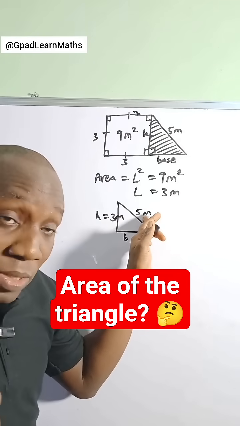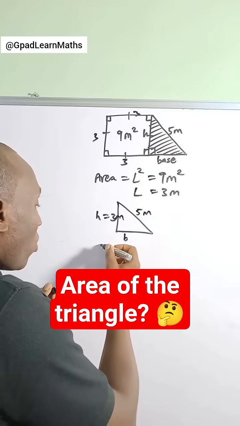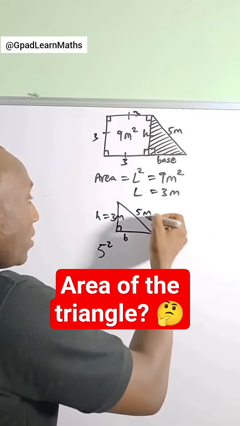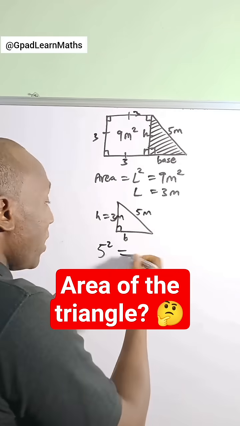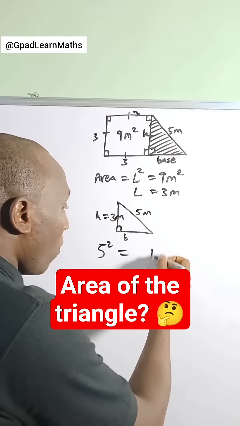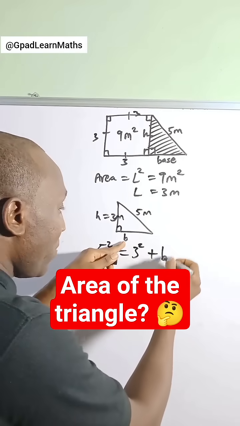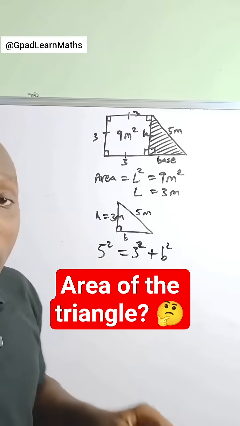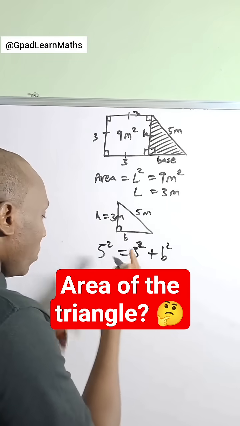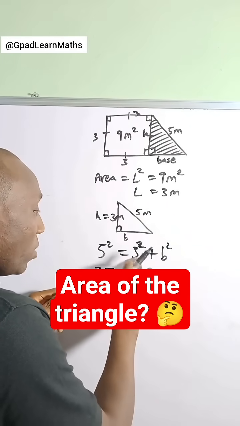We can use the Pythagoras theorem, which states that the square of the longest side, the hypotenuse, is equal to the sum of squares of the other two sides. So 3 squared plus, let me just say B squared for the base, equals 25. If you transpose, 3 squared is 9.